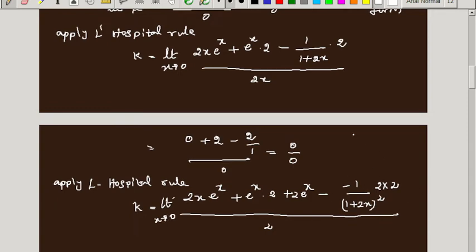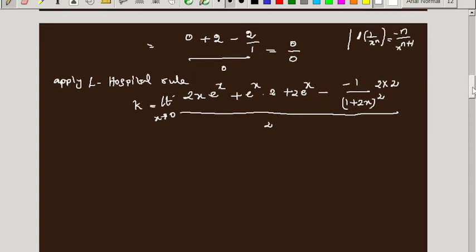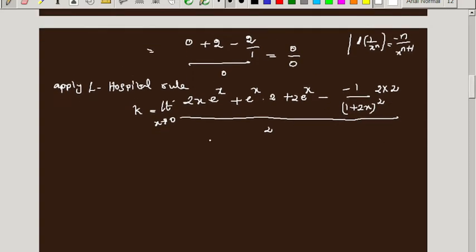So here we must remember, differentiation of 1 by x power n is minus n dividing by x power n plus 1. Otherwise we must apply the quotient rule. Now we apply the limit 0.